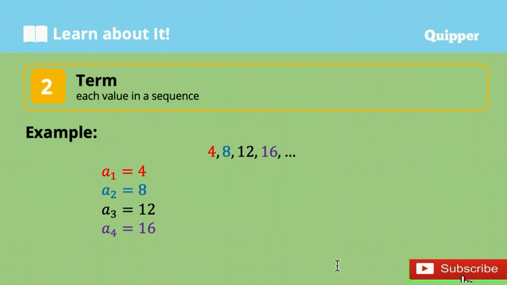Next we have term. Term refers to each value in a sequence. For example, in the sequence 4, 8, 12, 16, and so on, 4 is the first term, and it is represented by a sub 1. Next, we have 8, which is the second term. It is represented by a sub 2. Then a sub 3, the third term, is 12. Then a sub 4, or the fourth term, is 16.